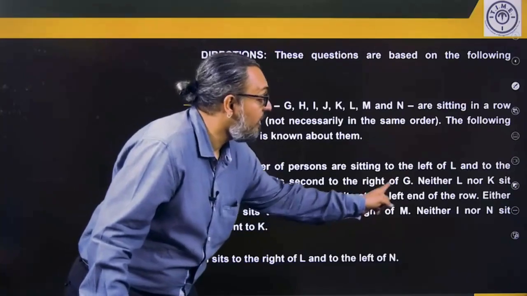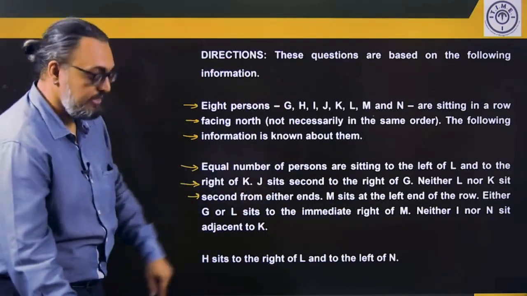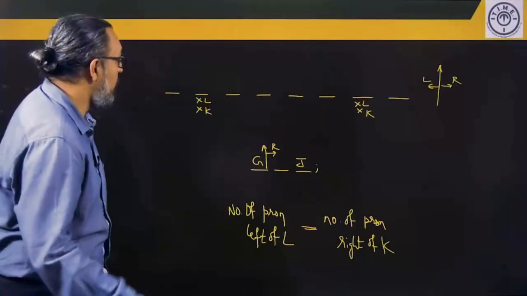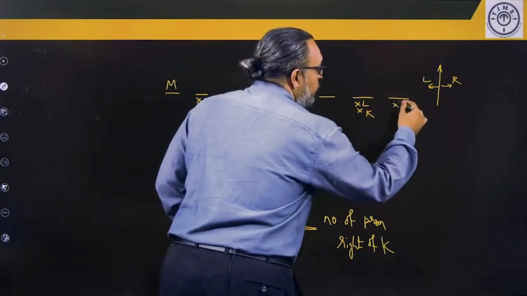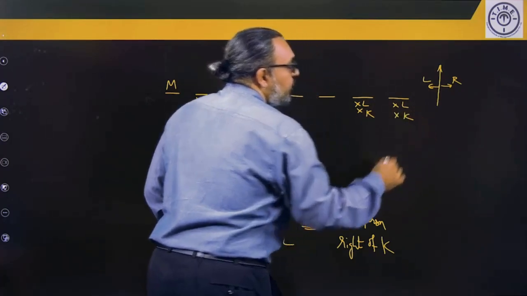Then M sits at the left end of the row. Okay, now he says M sits at the left end of the row. So if M is sitting at the left end of the row, then straight away I can rule out L and K at the right end of the row.